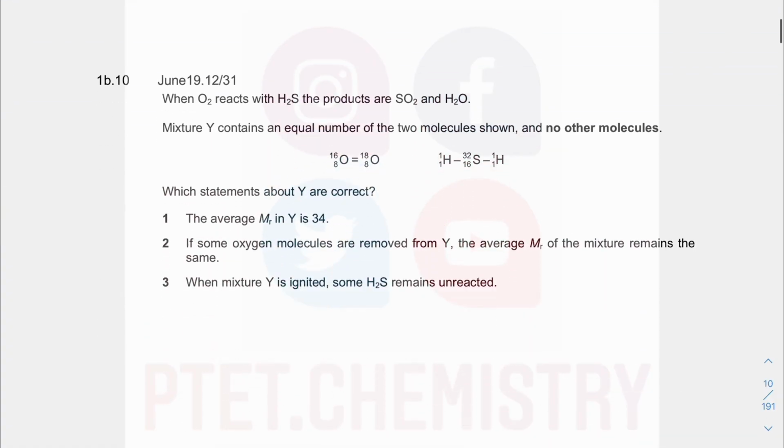This is the last question of this 5 questions series on the Section B topical MCQs. So when oxygen reacts with H2S, you get SO2 and H2O. So now you have a mixture. This mixture contains equal numbers, no other molecules. You have equal numbers. So if you have 5 of these, you will have 5 of these. If you have 10 of these, you have 10 of these, okay? So which statements about Y are correct?